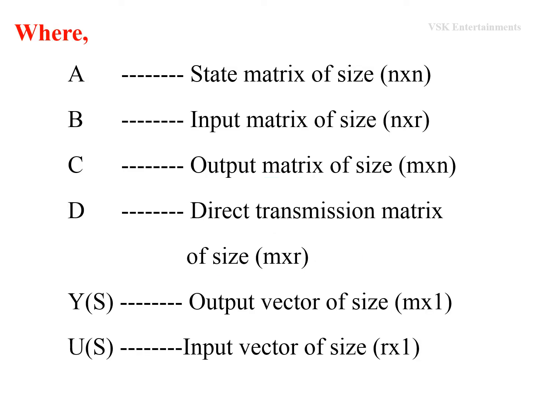In the expression of transfer function, A is called the state matrix, B is called the input matrix, C is the output matrix, D is the direct transmission matrix, also known as transmission matrix, and Y(s) is the output, and E(s) is the input. Okay. In problems, we will get the state model. Then we have to find the expression for the transfer function.